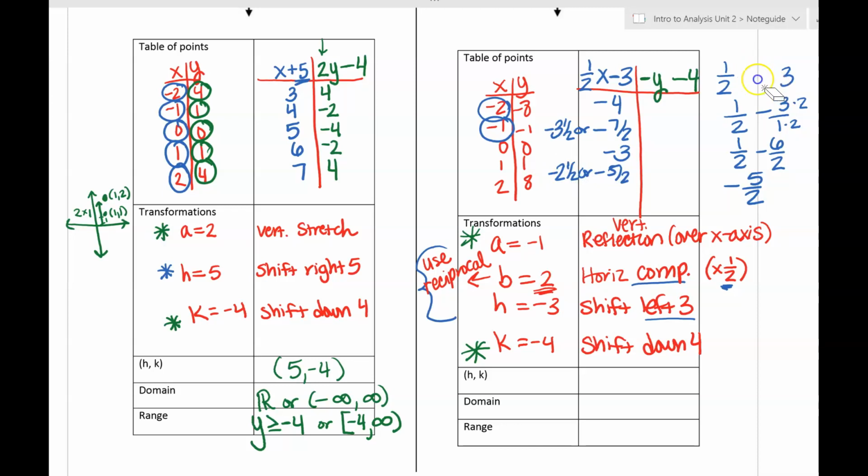And then lastly, when I plug in 2, I get 2 over 2 minus 3. That's 1 minus 3. That's -2. So there are my x values. The fractions make it take a little longer, but the expectation is that you guys can do those arithmetic calculations.